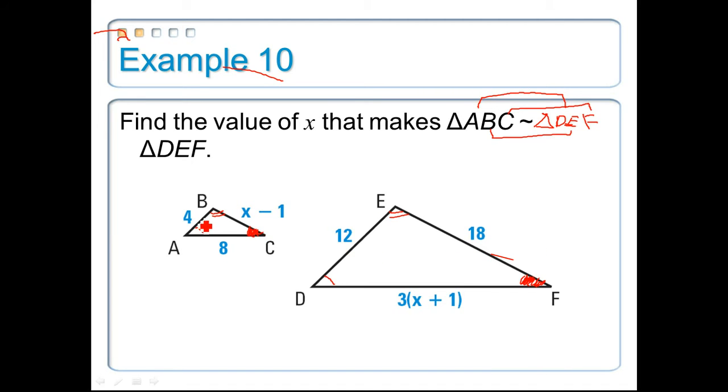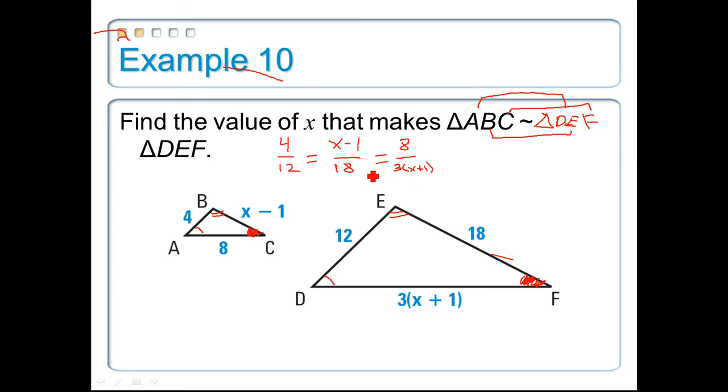Now it's already laid out for us, but you should always do that because sometimes you have to twist the triangles. So 1 arc to 2 arc, that means 4 and 12 go together. 2 arc to solid, so that means x minus 1 goes with 18. Okay? And then the other one we have is single arc to solid. So we also know 8 goes to 3x plus 1.